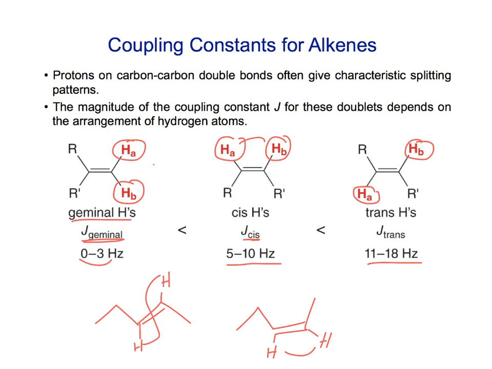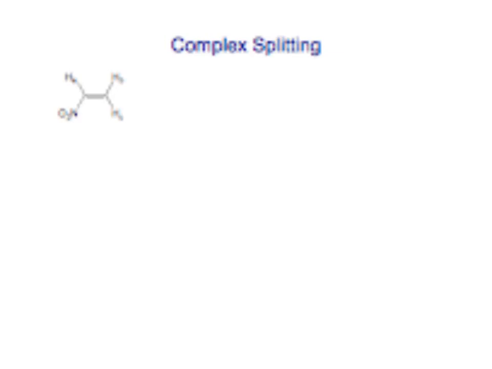Okay, so coupling can become more complex than what we've seen already. What I showed on this next one is some more complex splitting. So what can happen is if a given proton splits to more than one different type of proton, to non-equivalent protons, then it can be split by one into some kind of pattern, and each of those peaks will be split again from the other side.